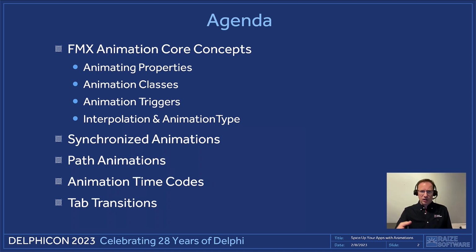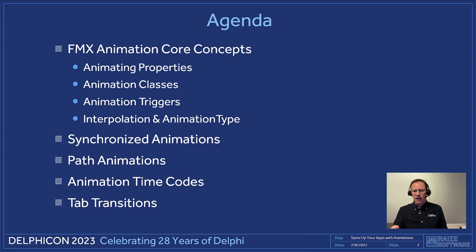And so we're going to start off going through some of the basics, the core features and properties of animations that we need to understand in order to incorporate them properly into our applications. So we'll look at the classes, the properties, things like triggers, animation types, even interpolation. Have lots of examples that illustrate all of these different features so we can understand which animation feature we want to use when we're incorporating them into our apps.